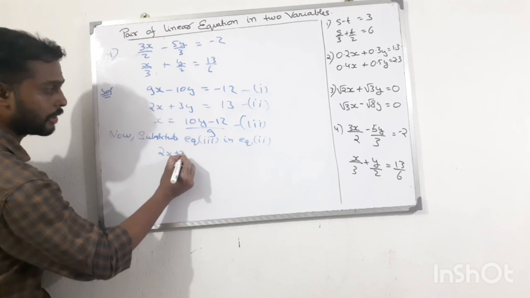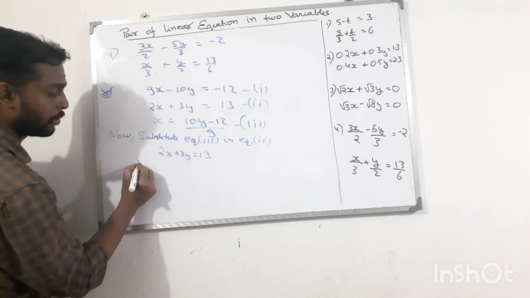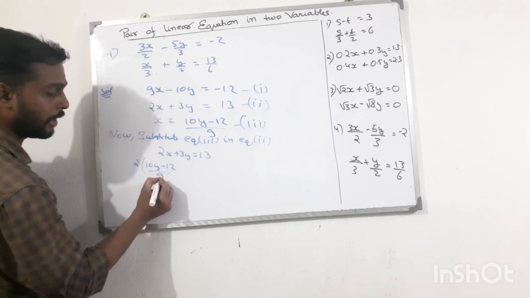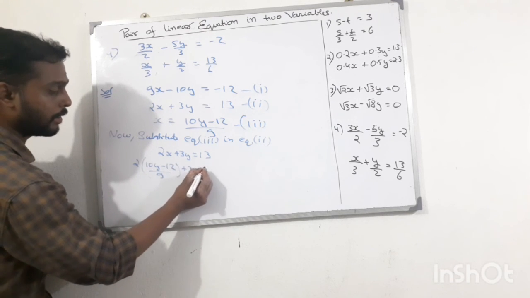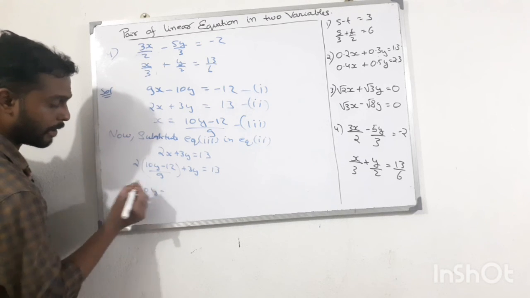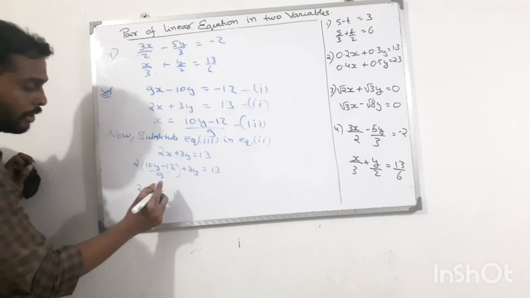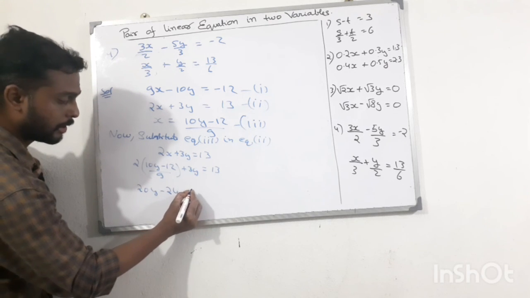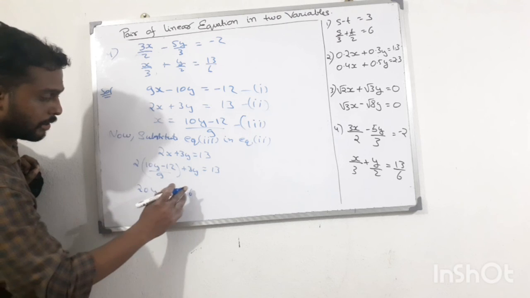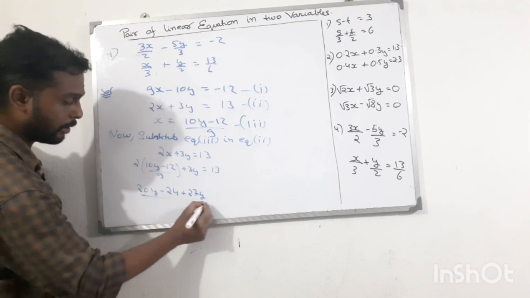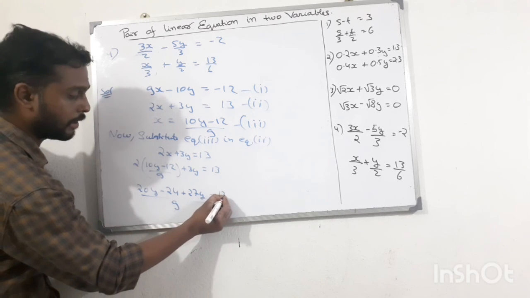2x plus 3y is equal to 13. So 2 times (10y minus 12) divided by 9, plus 3y is equal to 13. So 2 tens are 20y minus 24, plus 9 times 3 is 27y, divided by 9 is equal to 13.